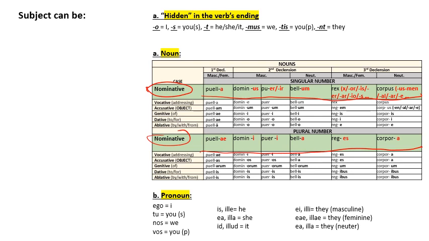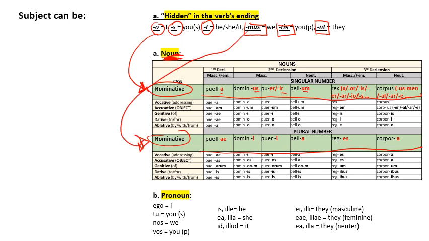If the verb's ending is singular, such as O, S, or T, then the noun which works as the subject for that verb should also be in the nominative singular. If the verb's ending is plural, such as mus, tis, or nt, then the subject, which is a noun, has to be in the nominative plural. So it must end in these endings that you see here in the plural.